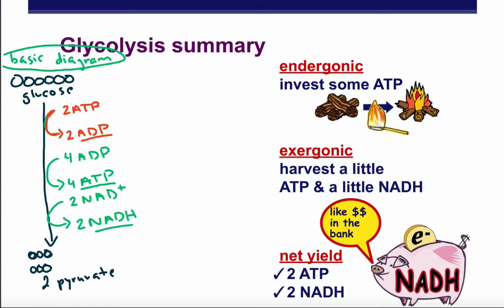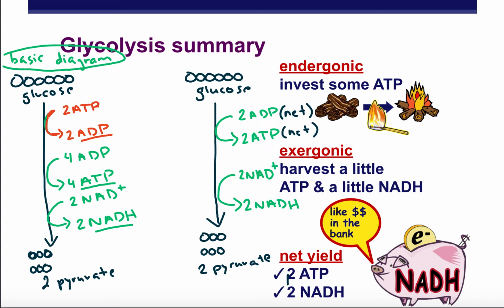However, if we're only asking you on an exam to summarize the overall reaction, then what you really only need to know is that 2 ATP are formed from this process, and 2 NADH are formed from the process of converting a 6-carbon glucose into 2 separate 3-carbon pyruvate. And remember, this all happens in the cytoplasm, and it does not need oxygen.